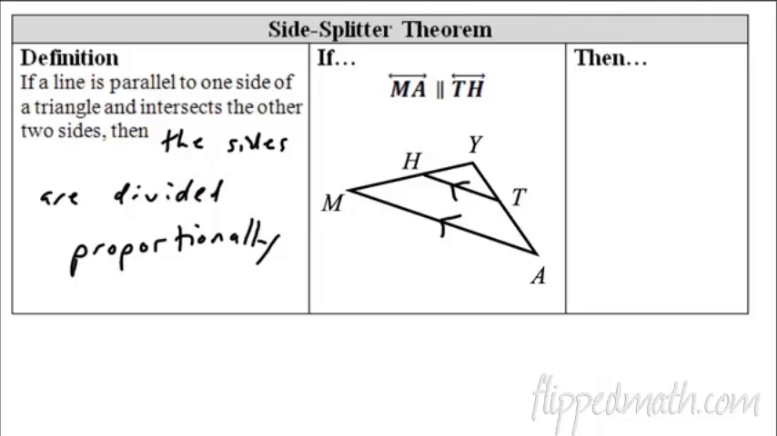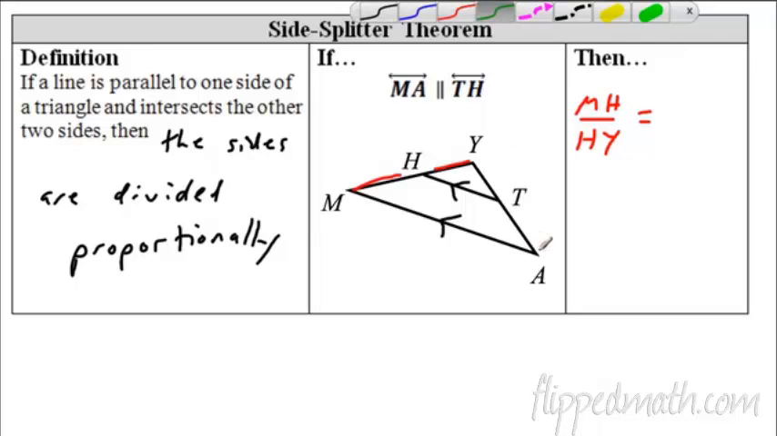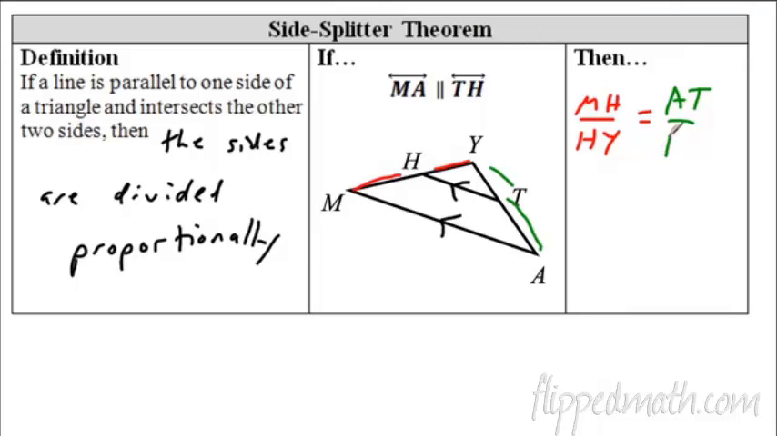Let's go ahead and write down what this means. Here's my picture. It means this side is proportional to this side. So MH is to HY as what? What has to be true? If I go on the flip side, AT is to TY. AT is to TY, so they're proportional. And then we can use that to solve lots of stuff. So that's the side splitter theorem.